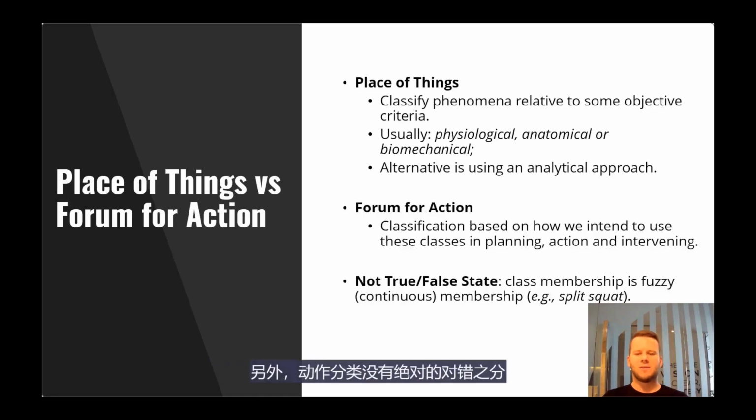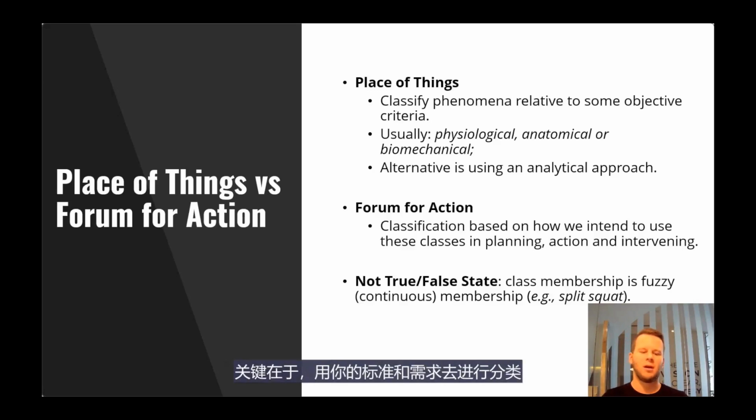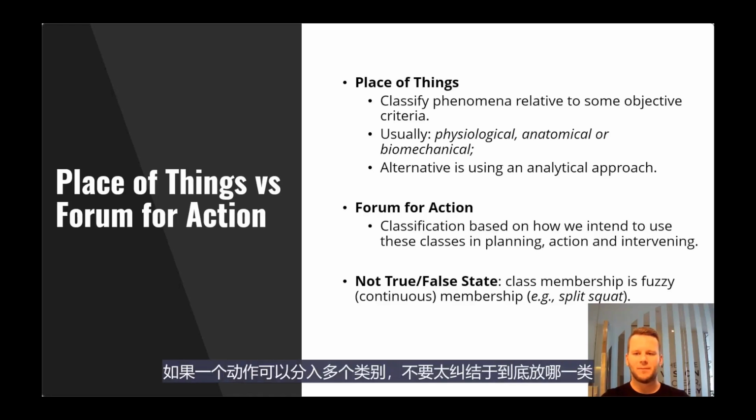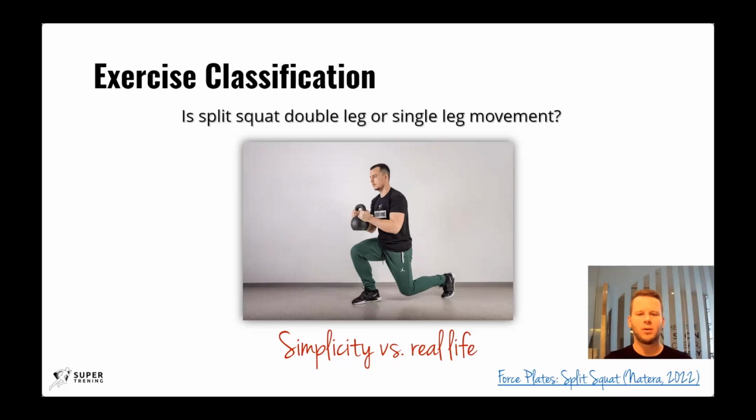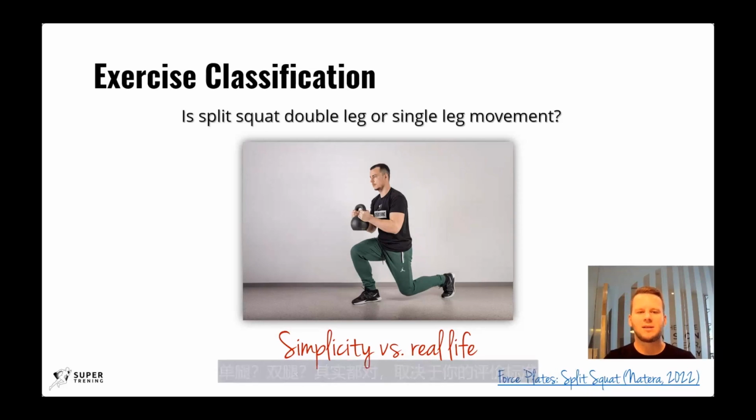Another thing we have to realize is that there are no true or false statements, as we will see on the next slide with the example of the split squat. Membership of a certain exercise can be a bit fuzzy. Just keep it in one category, and that is basically it. Don't worry too much if it is in one and could be in the other one as well. The question is, is the split squat a double leg or a single leg movement? Some would say double leg, some would say single leg. Nothing is wrong or correct here. Both can be correct, depending on the criteria you take to classify those exercises.